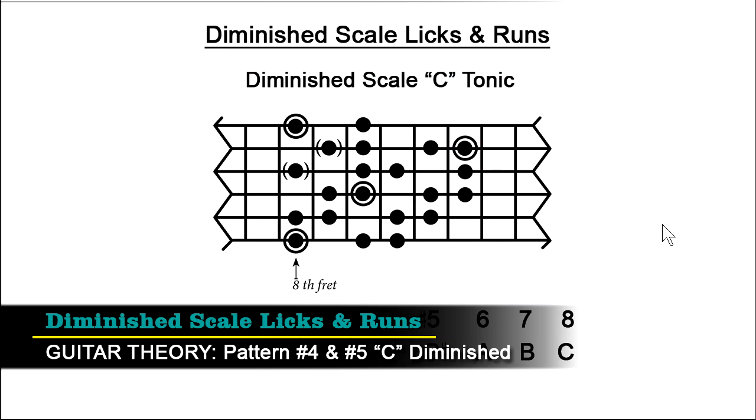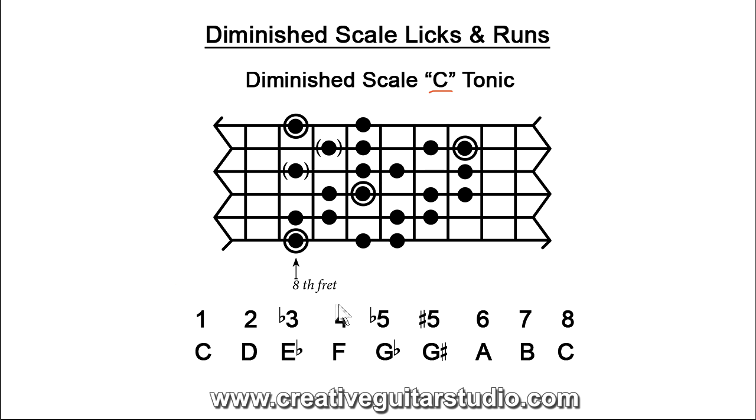The next idea that we're going to look at is going to be based off of the tonic of C. So our diminished scale will be placed at the 8th fret of the 6th string. We're going to do this rather extended version where we have coverage over the pattern number 4 scale layout as well as a little bit into pattern number 5.